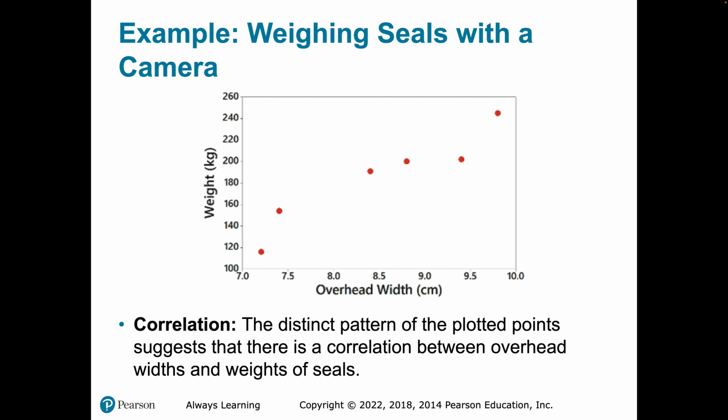Now, an example, weighing seals with a camera. In this problem, I see that my horizontal axis is overhead width. Again, huge, important stuff. All right, so get this in your notes. The horizontal axis is called the overhead width. The vertical axis is the weight. The horizontal axis is the independent variable. The horizontal axis is also called the explanatory variable, and also called a predictor variable.